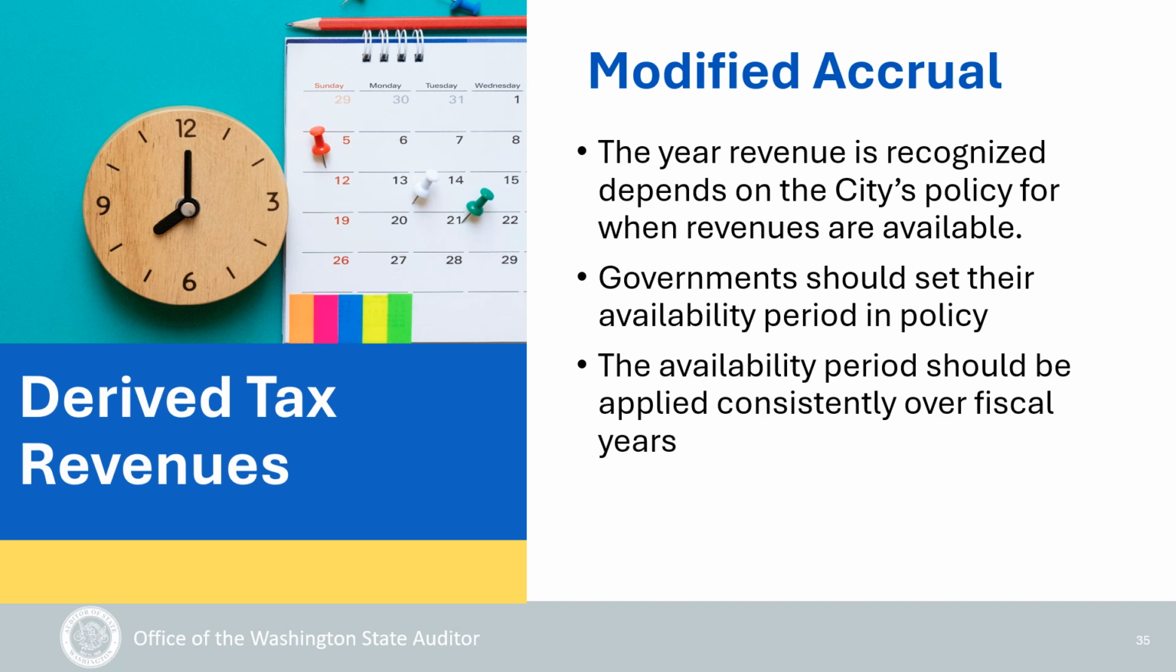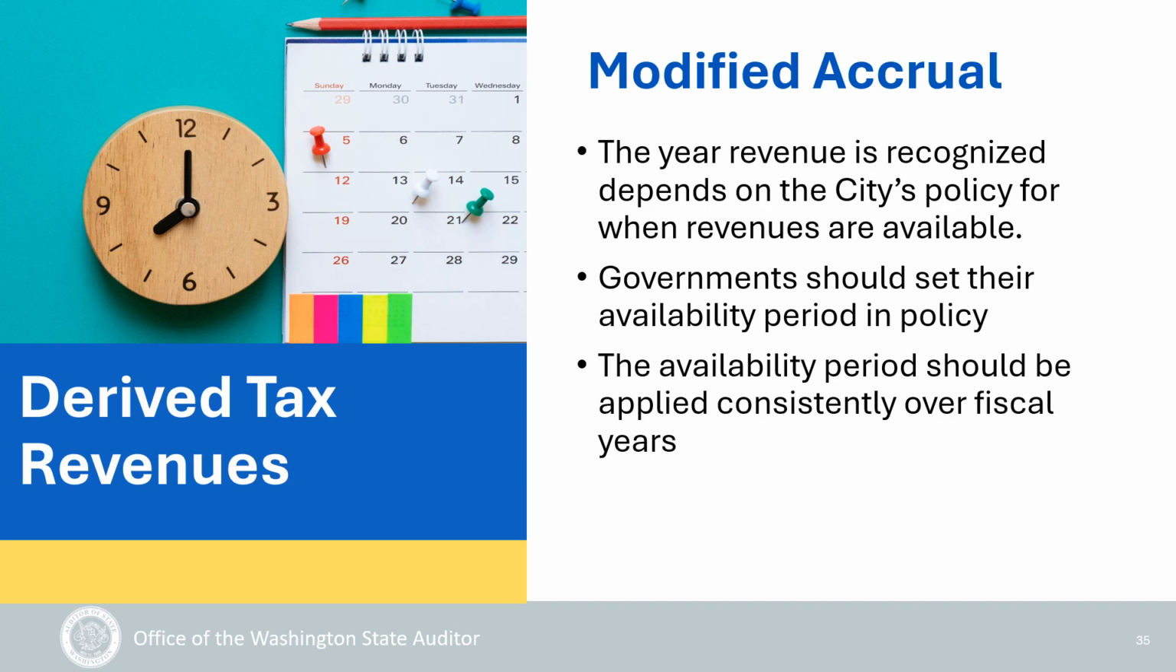Notice that the year revenue was recorded in under modified accrual accounting depended on the city's availability period. When their availability period was only 30 days, the sales tax revenue was recorded in the next fiscal year in 2025. But when their availability was 60 days, the revenue was recorded in the current fiscal year in 2024.